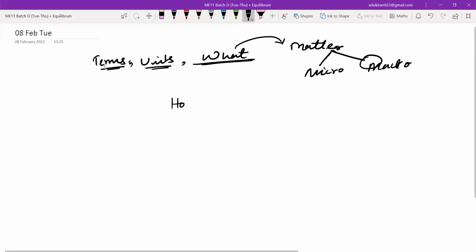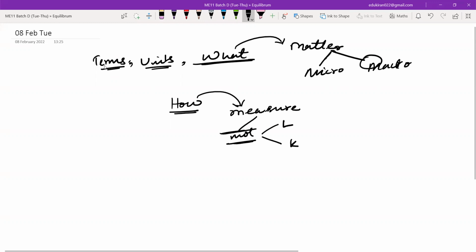How are we going to do that? We are going to measure things. So what are we measuring? We are measuring matter. But what properties are we measuring for the matter? So we said that we will be measuring, mainly we deal with the number of moles, and then per liter, per kg, mole fraction. These are different things that we need to measure and quantify in terms of matter.